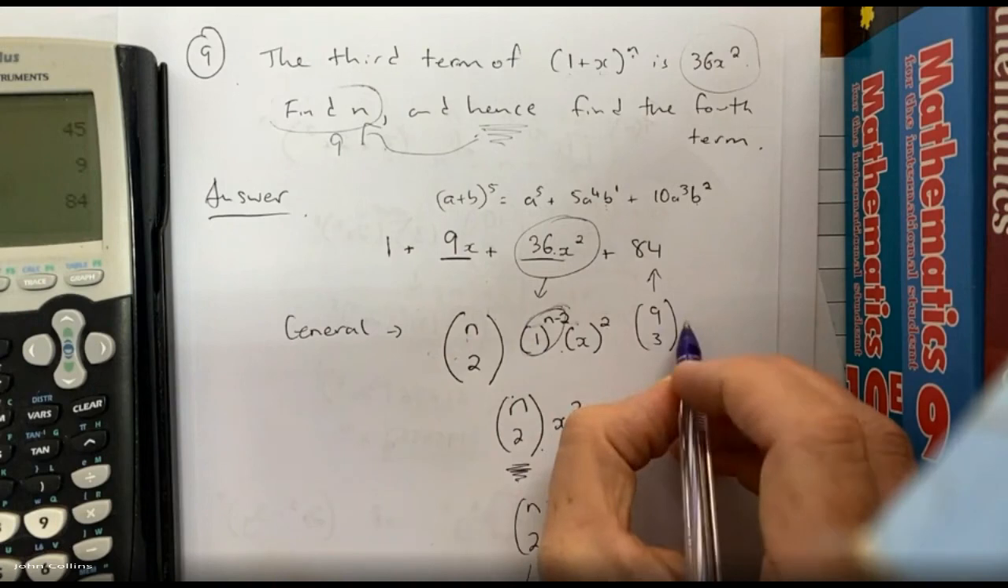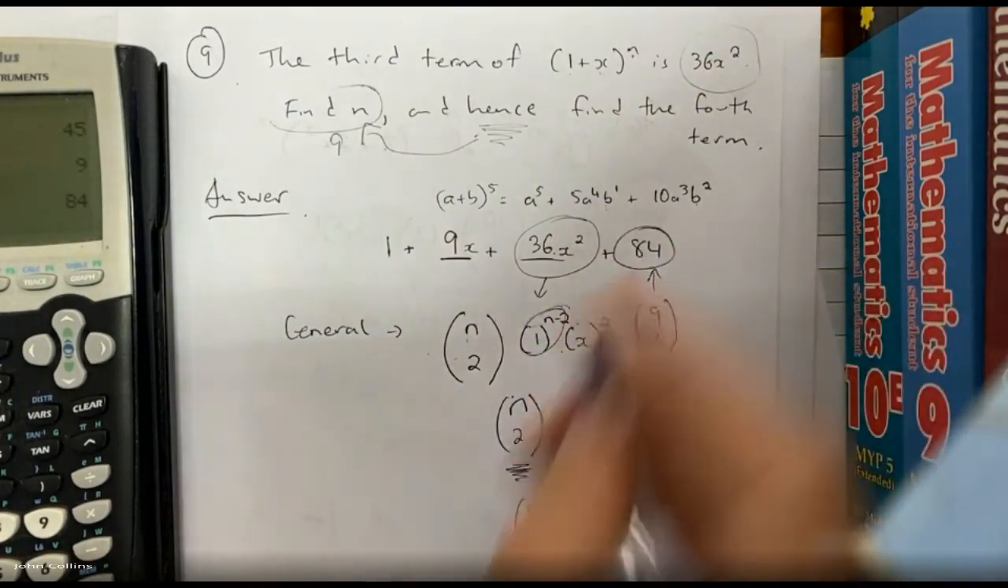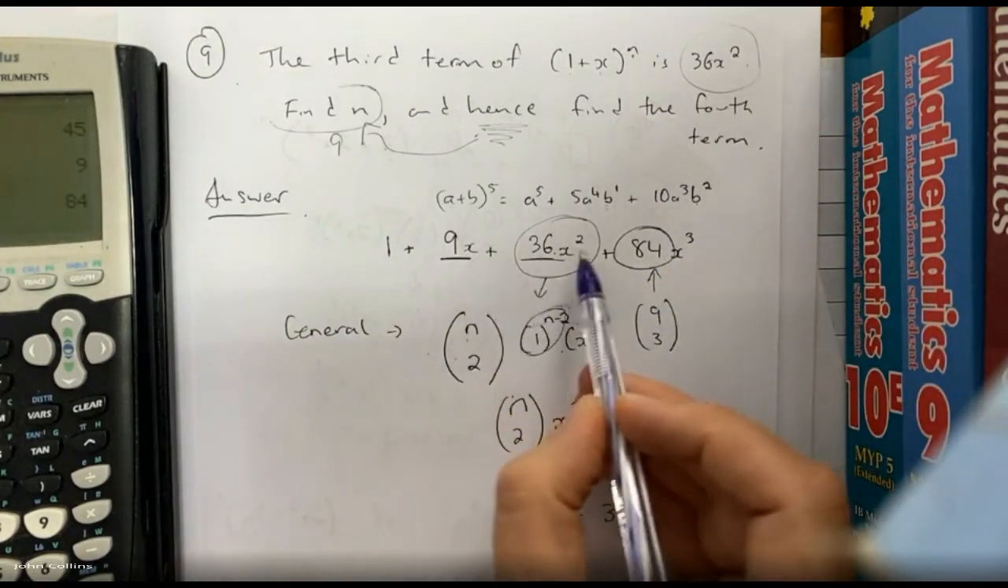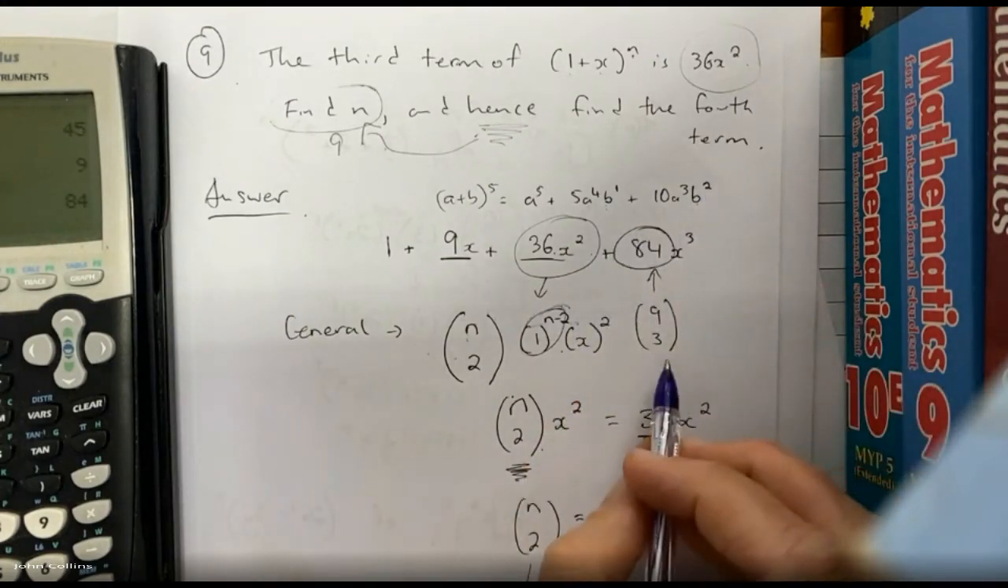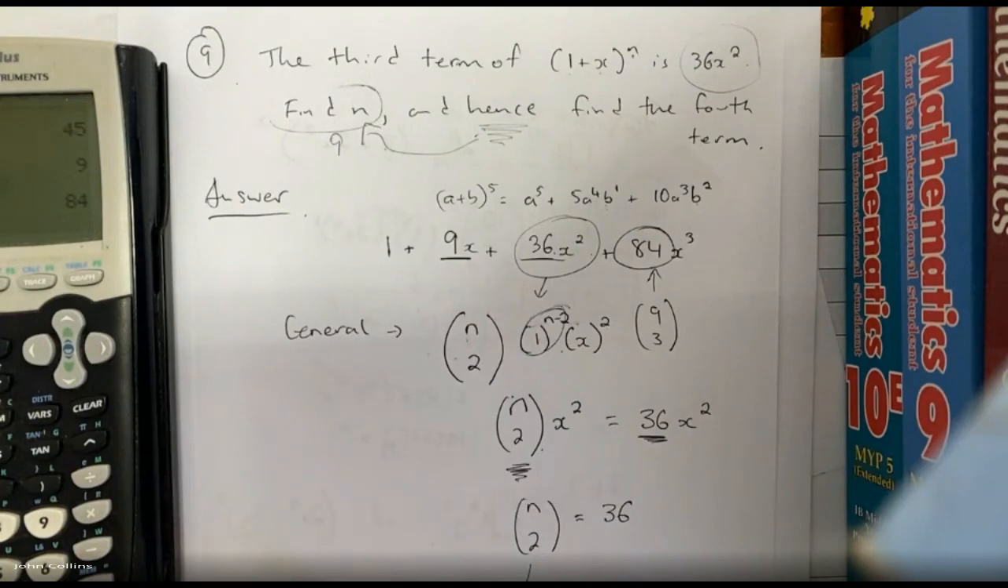1 to the power of whatever is going to be just 1, and x is going to be cubed. So 84x cubed is the next term, because you should notice the pattern that the powers of x are increasing, and that's the answer to the fourth term. Okay, and that was just a follow-on. The hard part there was to find n.